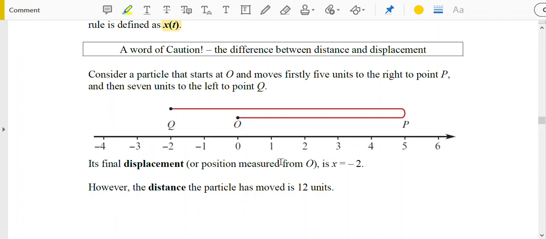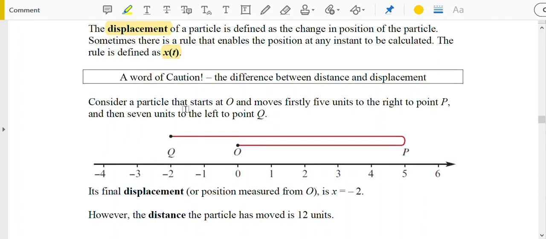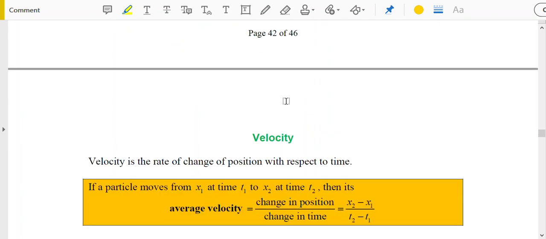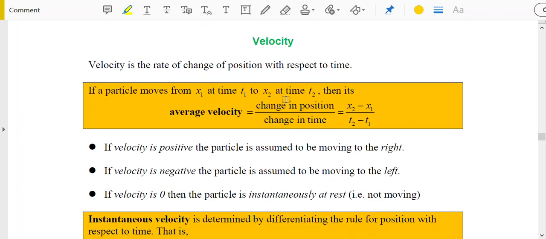Okay. But we need to know that displacement is a function. It's given by the function x of t. That will become useful for us later on. Velocity, we need to know what velocity is. So velocity is the rate of change of position with respect to time. So it's a derivative, basically. It's a rate of change. And we'll look at the formula in a minute for that.